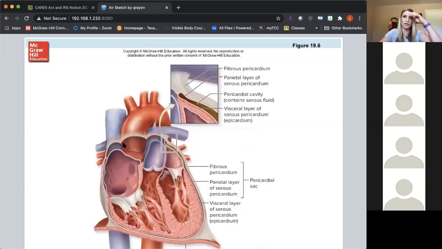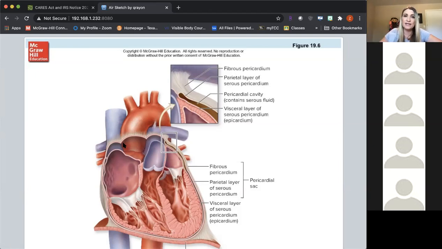So when you look at this image right here, in that rectangle up there, you see how the serous pericardium is kind of a folded double layer of membrane. And then between those is the pericardial cavity. Okay, again, the visceral layer or the epicardium is going to be the outermost layer of the heart. Okay, parietal layer of the serous pericardium, it is not part of the heart wall. Okay, it's part of the pericardial sac, but it's not part of the heart wall.